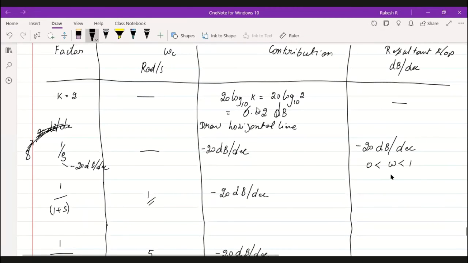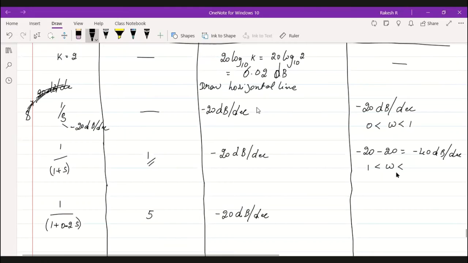But when you come to the resultant, what do you need to do? You need to write down the last resultant slope. Last resultant slope is how much? Minus 20 dB per decade. And you need to add the contribution for this, that is minus 20 here. So at the end, we'll get a minus 40 dB per decade line. The range will be from that corner frequency 1 to the next corner frequency, which is 5. That is 1 to 5 here.